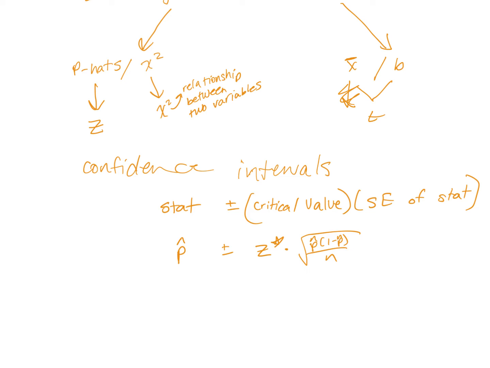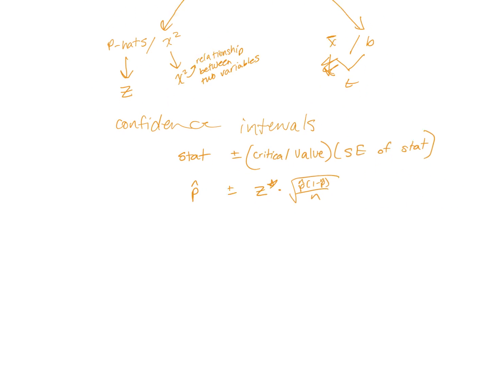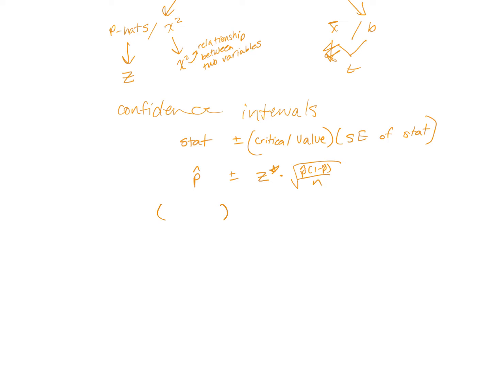What is my statistic if what I'm doing is comparing the proportions for two separate groups? P hat 1 minus P hat 2. It's the difference between two different P hats. What's my critical value? It's still Z star. Done the exact same way. How do I find Z star? Inverse norm. And then my standard error formula gets a little bit messier.